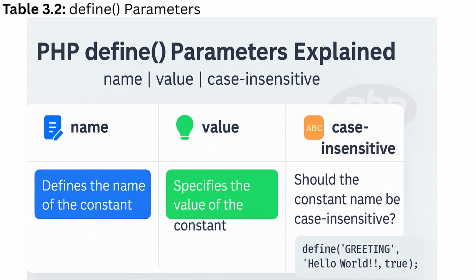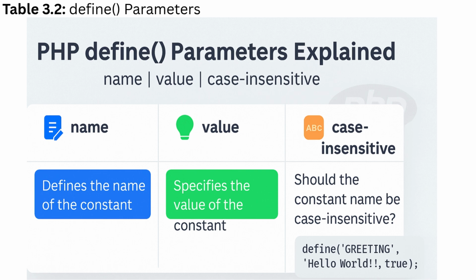Here's another example. define('greeting', 'Welcome to Financial Freedom FX'). In this case, the value is a string, Welcome to Financial Freedom FX. The third and final parameter is case-insensitive. This is an optional parameter, and it determines whether your constant name should be case-sensitive or not. By default, it is false, which means that constant names are case-sensitive. If you set it to true, then you can access the constant using uppercase or lowercase letters.